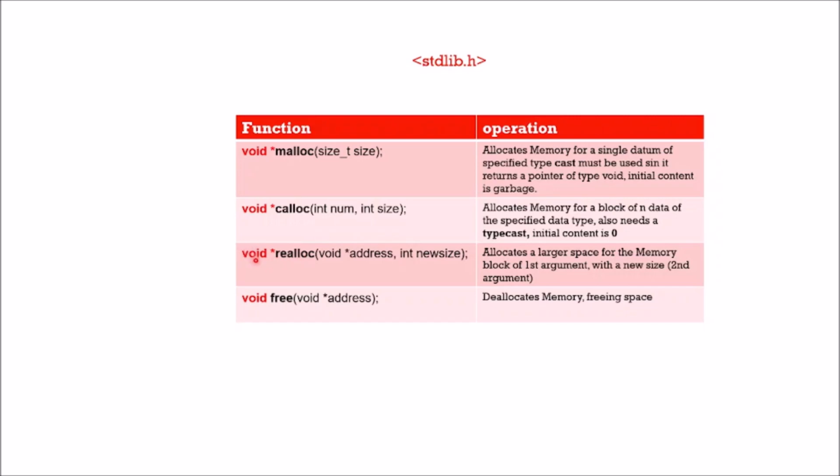Then the third function is realloc. Realloc will take two arguments. The first one is the name of the memory block, and then an integer, which is the new size. Because basically realloc will grow the size of the current memory block. So I specify here what's the memory block name and which is the new size that I want to resize that memory block.